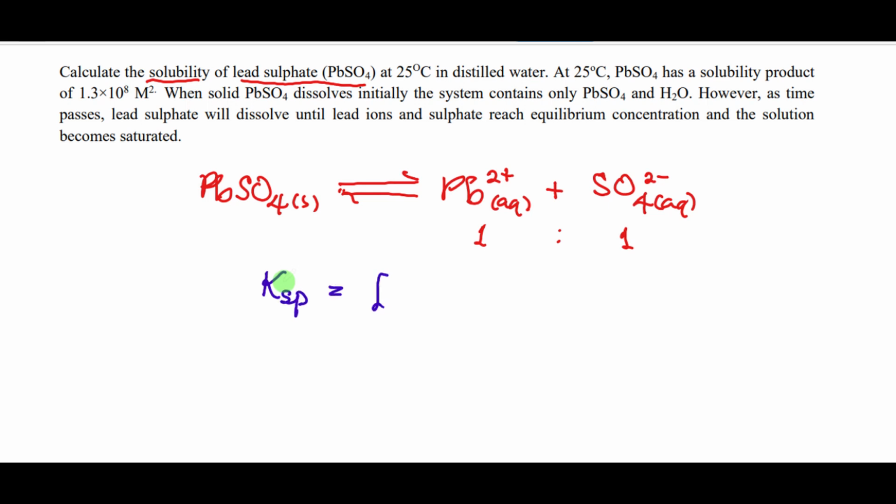equals the active mass of the lead 2 ion raised to the power 1 times the active mass of the SO4 2- sulfate ion raised to the power 1. Right. So what are we told to find? We are told to find the solubility of the lead 2 sulfate. Right. And to find the solubility of this lead 2 sulfate, we need to know the solubility of the lead 2 ion and the sulfate ion in solution.